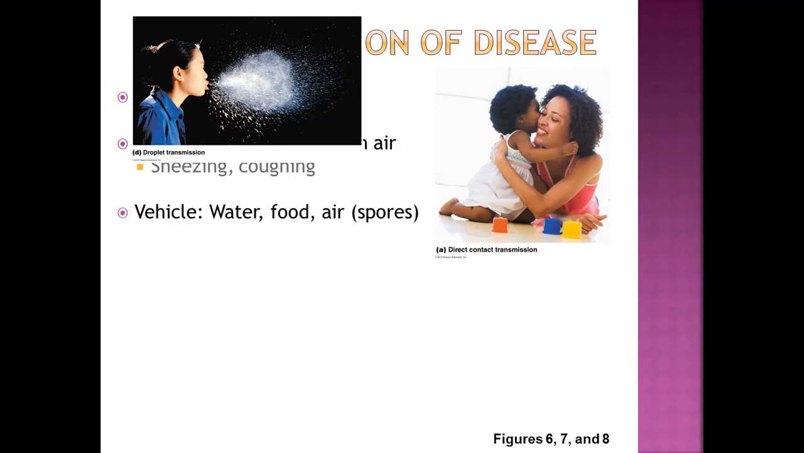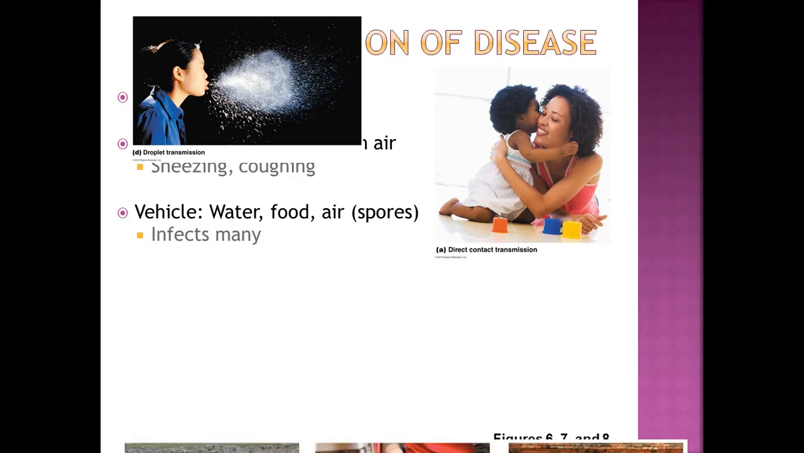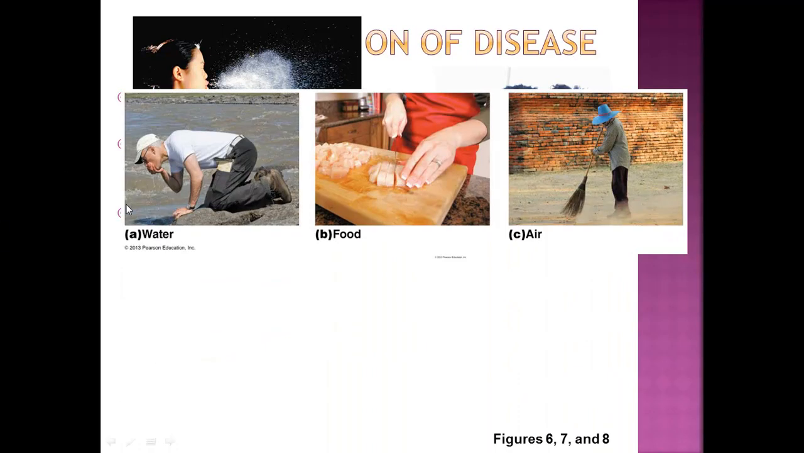Vehicle transmission is transmission by inanimate reservoir. So water, food, air, spores. Okay, all of these are examples of vehicle transmission. Alright, and usually it will infect many people. So here's an example of the water, the food, and someone sweeping.